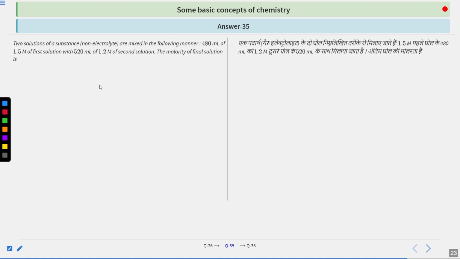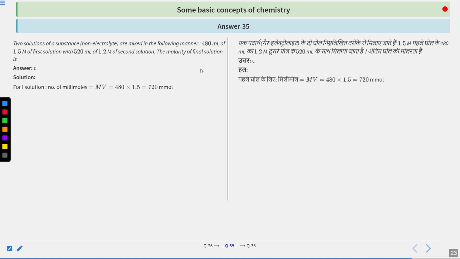So we have two solutions of a substance and they are mixed in the manner. The first solution, which is 1.5 M, 480 ml of it is mixed with 520 ml of the 1.2 molar solution. These two are mixed, and we have to find the molarity of the final solution. How will we find it? So the correct option is A.